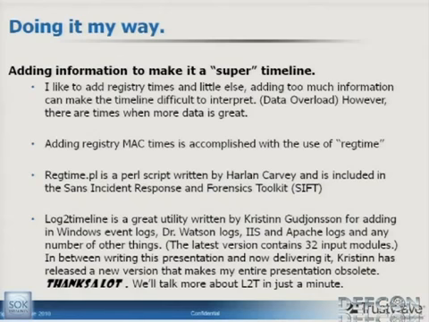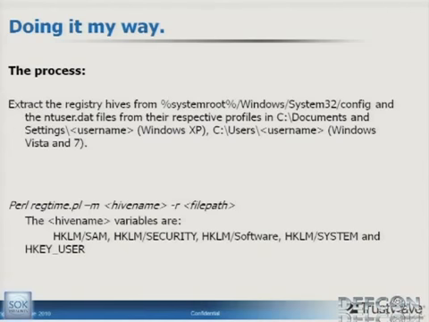It's a little difficult to get it working the first time, but really, really worth it. So the process: you extract the registry hives from system root, Windows System32 config, and the ntuser.dat files for each of your respective users. XP, C documents and settings, it's username, and in Windows 7 it's under C users, username. And then it's a very simple Perl command again.